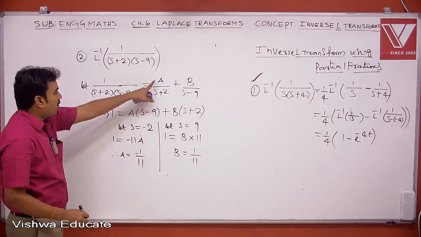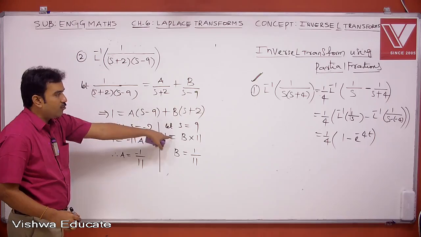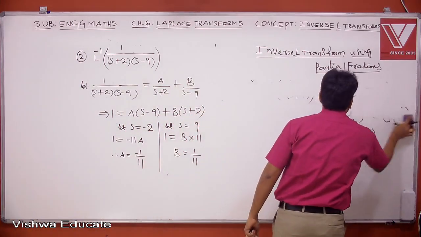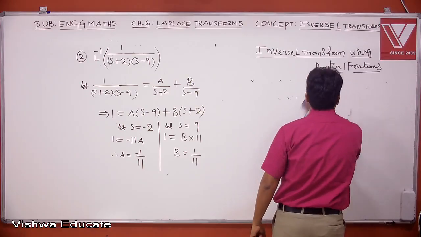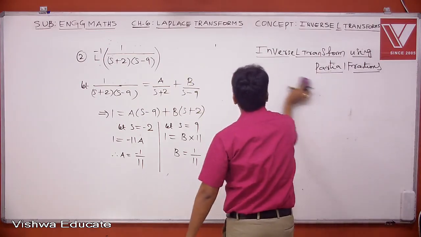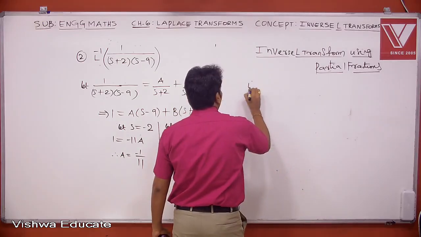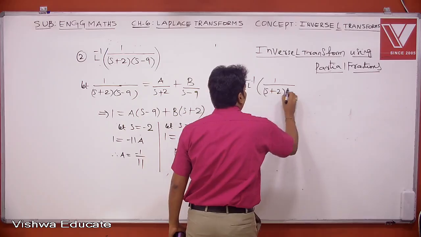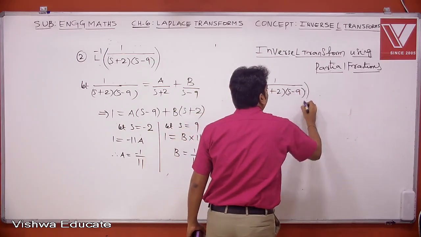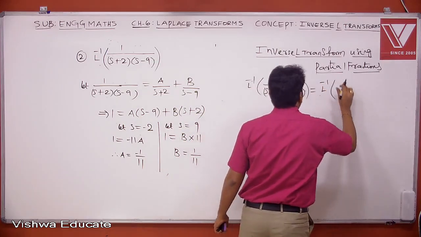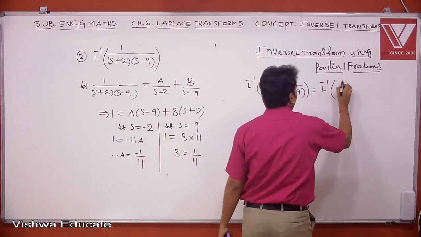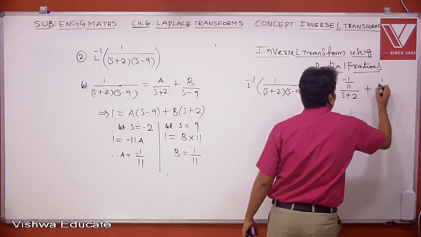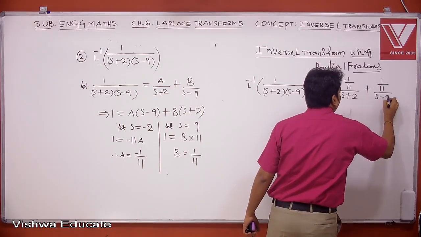So therefore we got a value minus 1 by 11, b value 1 by 11. Therefore I got a partial fraction expansion of 1 by s plus 2 into s minus 9. Now my task is very simple, to get its inverse Laplace transform. So L inverse of 1 by s plus 2 into s minus 9 is nothing but L inverse of, here the value of a is minus 1 by 11, so minus 1 by 11 divided by s plus 2, b is 1 by 11 divided by s minus 9.